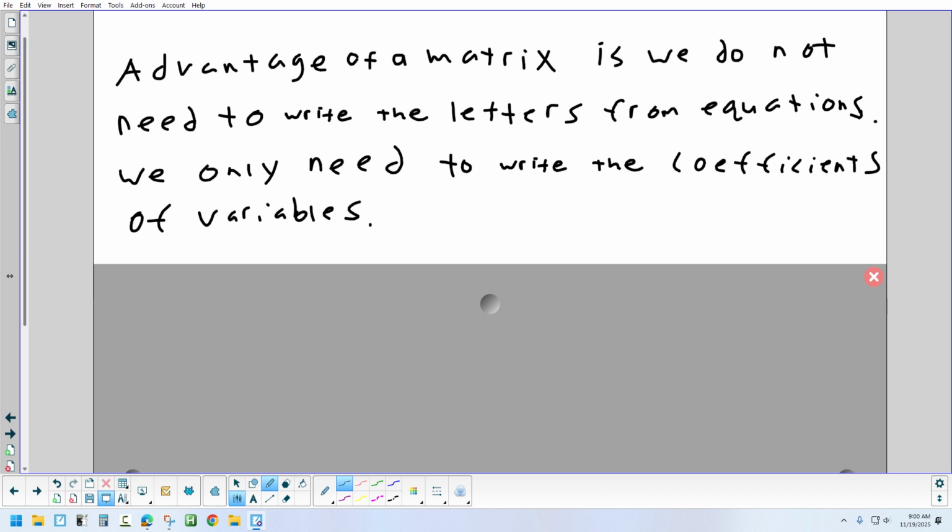So the main advantage of using the matrix, I kind of already said this, is we are not going to write any letters the entire time we solve a problem. And letters are half of what we had to write. So it is going to save some writing. All that we're going to write down is the numbers in front of the letters, the coefficients.